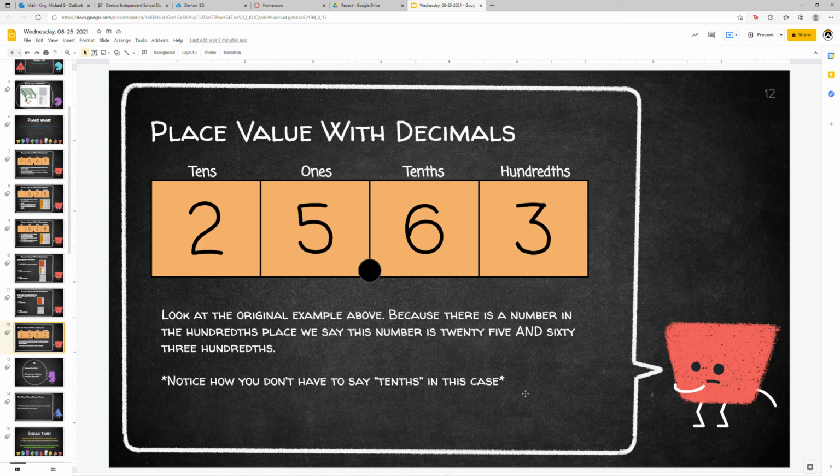So let's look at the original example we had on the first slide of the lesson. It is on screen on this slide, and because there is a number in the hundredths place, again, we say this number is 25 and 63 hundredths. Don't forget to say "and" for your decimal point when you're reading numbers. Or if you happen to be writing word form, you've got to say "and" to represent that decimal point. Again, notice how you don't have to say tenths in this case, right? I have a number in the tenths and hundredths place, but I'm reading this number as 25 and 63 hundredths.